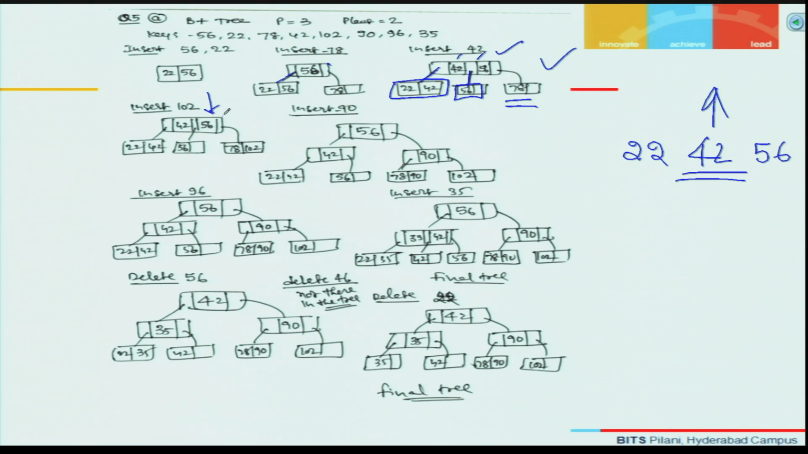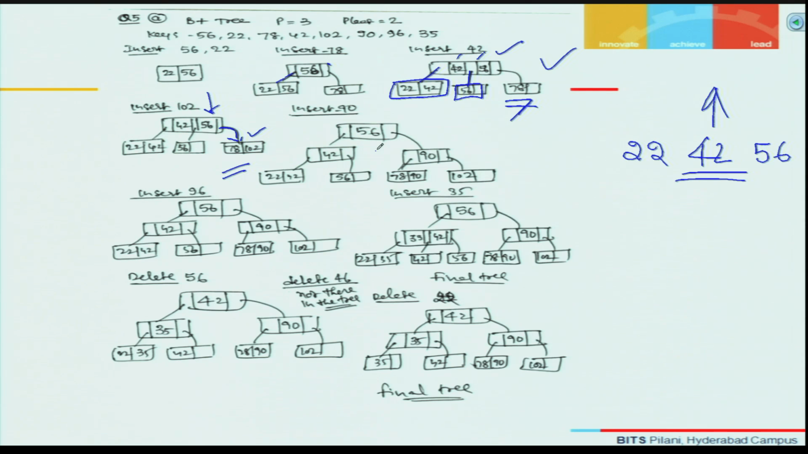for the appropriate location should always start from the root, and 102 is greater than 56, hence I need to follow this pointer, and in that if you carefully observe, it can accommodate 2 keys, but there is only one key value, that is 72 available. I can happily insert the key value 102 into this bucket, there is no problem.